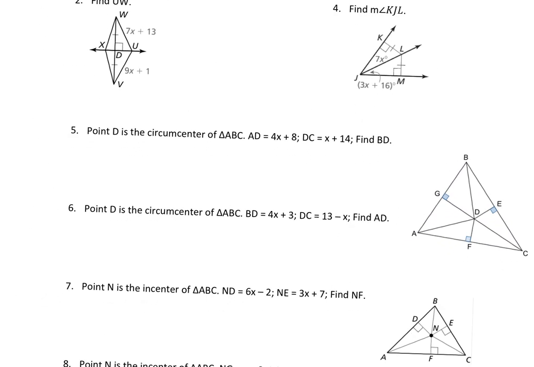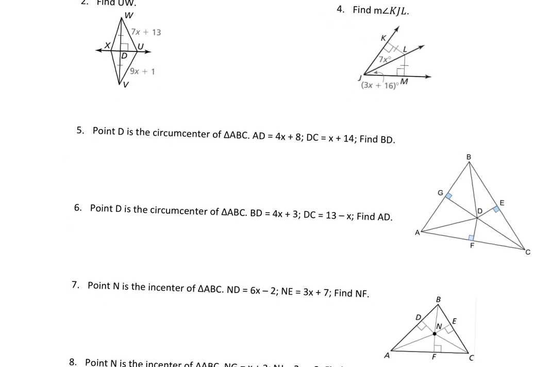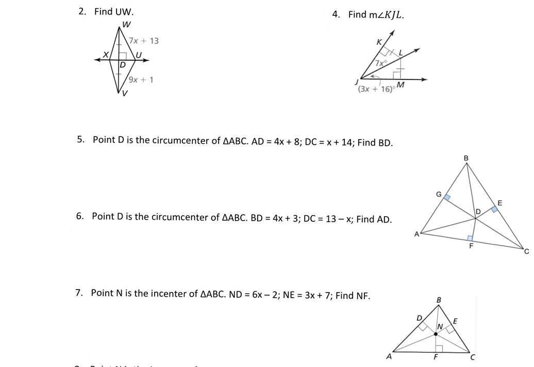All right, on 5 and 6, you're using the same picture. They just give you a little bit different information on each one. 5 and 6 are circumcenter questions. And there's several things that we know about a circumcenter. First of all, on a circumcenter, we know that E is the midpoint, F is the midpoint, and G is the midpoint of all of those sides. Okay? And so not only is it the midpoint, but it's also perpendicular. So we would say that DG is the perpendicular bisector to AB.